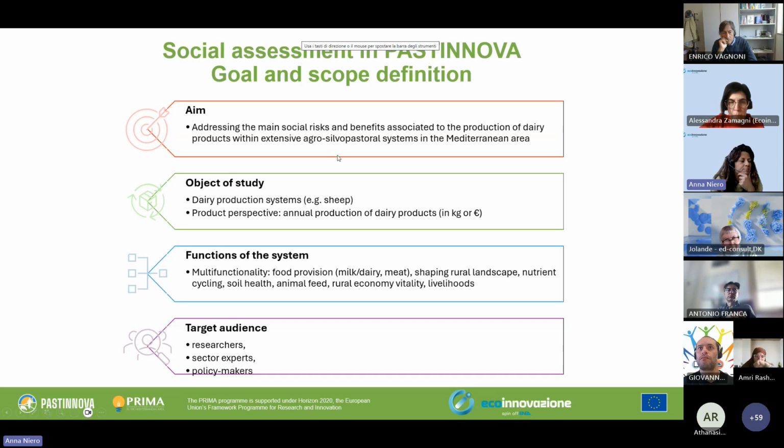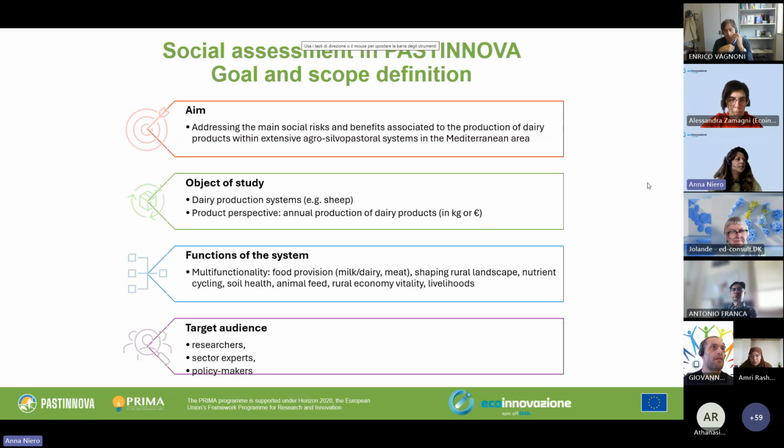The object of study is represented by the dairy production system, taking the example of sheep, but as I anticipated, it can be tailored to the specific need. So depending on the context that you are considering, it can be focused on different types of animals and livestock.